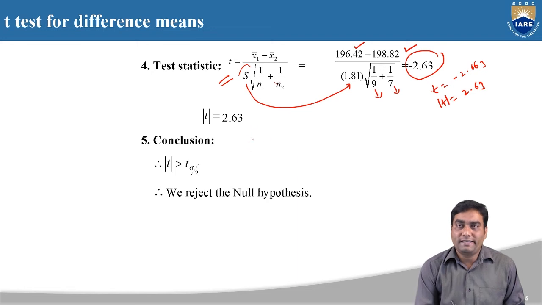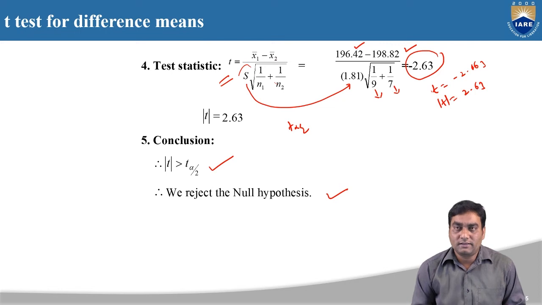And you compare the t alpha by 2 value and mod t. So mod t is greater than t alpha by 2. That means we are going to reject the null hypothesis. That means there is a difference between the means of the given two samples.